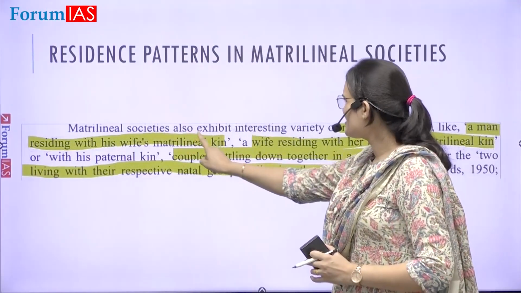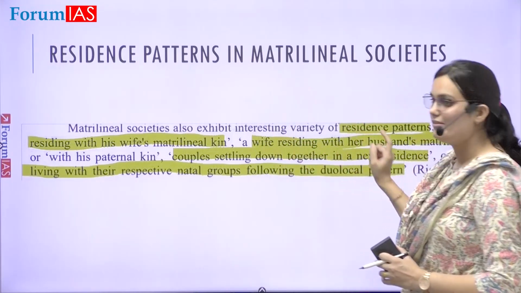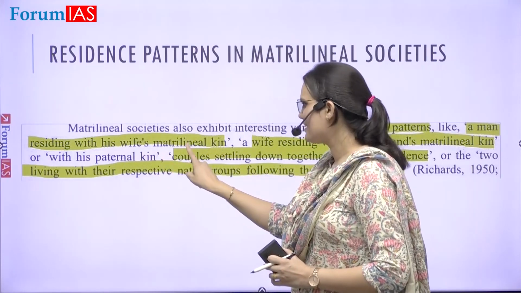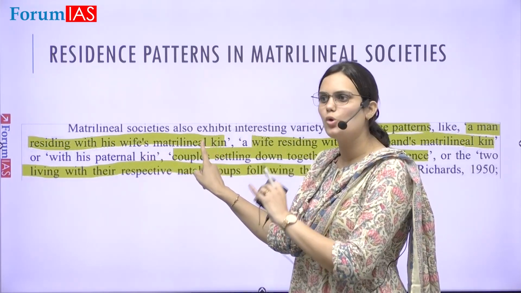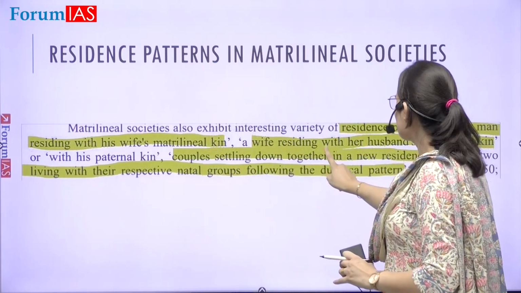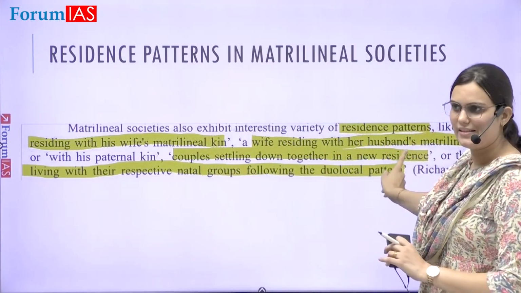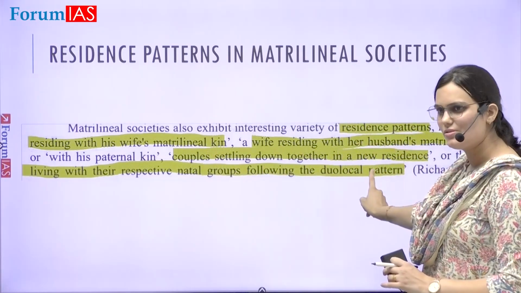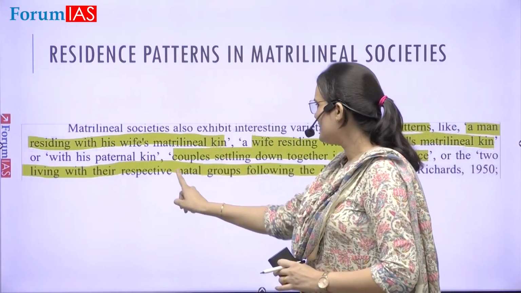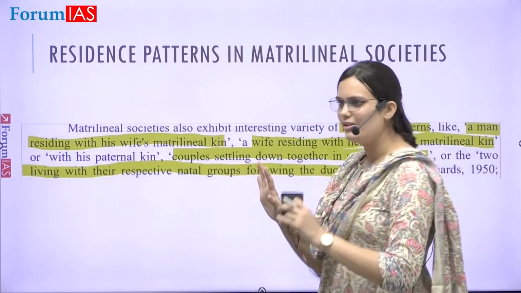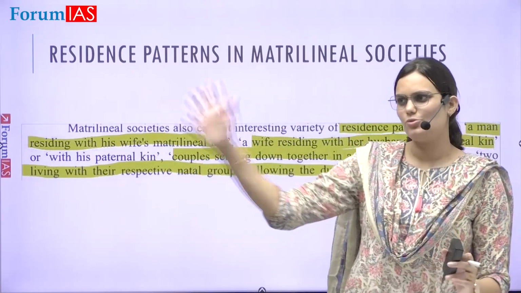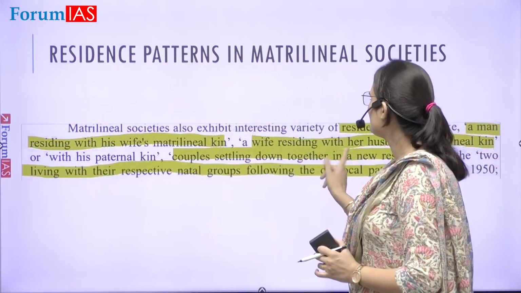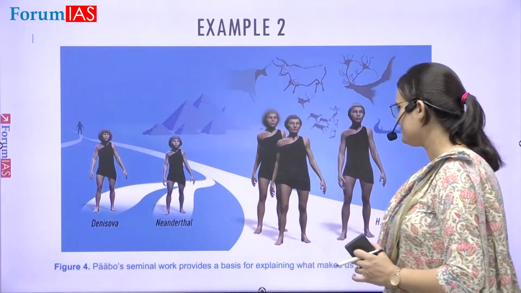So see, matrilineal societies exhibit an interesting variety of residence patterns, like a man residing with his wife's matrilineal kin. This is called matrilocal type of residence. Wife residing with her husband's matrilineal kin. Couple settling down together in a new residence, or two living with their respective natal groups following the duolocal pattern. I live with my parents, you live with your parents. Okay, two families at one go. These are some references which we would have given.